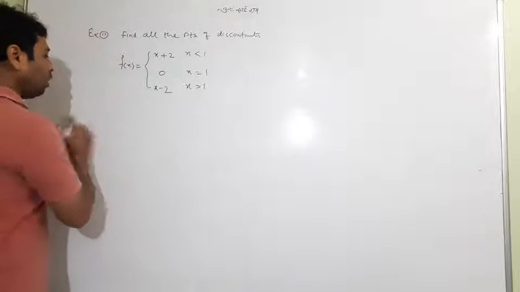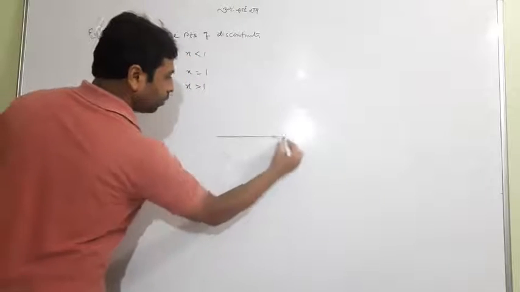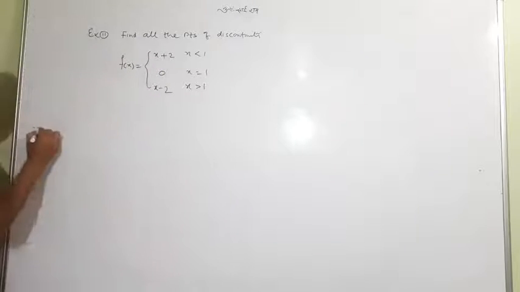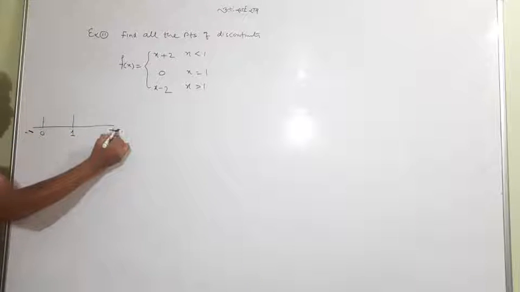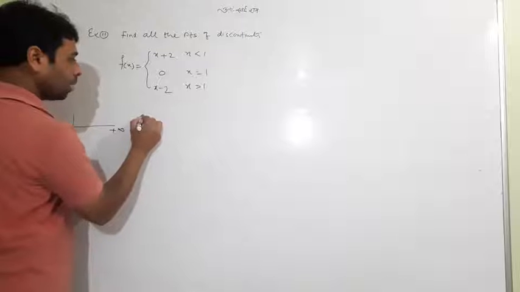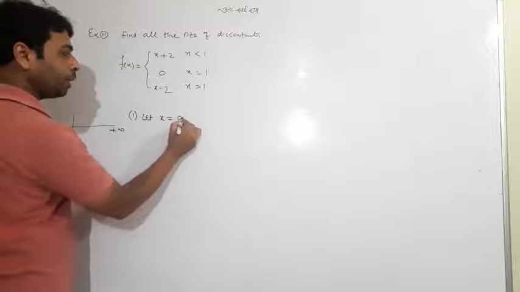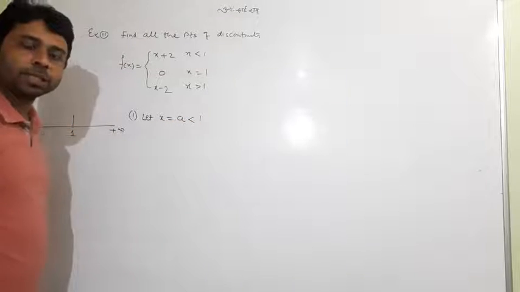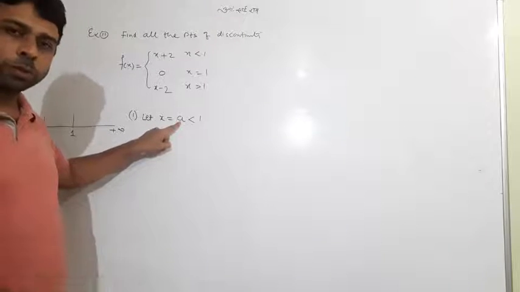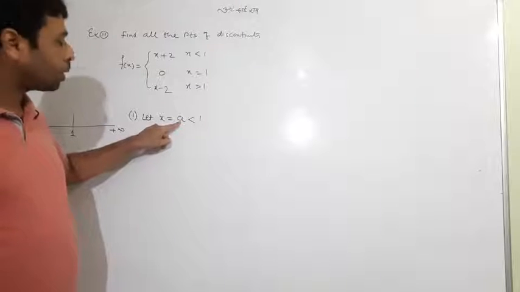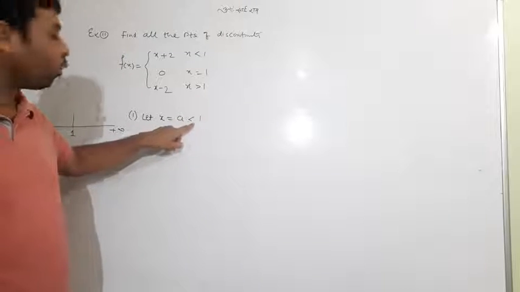So first of all, again, we'll choose the point which is less than 1. Look here. This is 1, this is 0, suppose. This is infinite plus infinite. First I'll start with x equal to any point a which is less than 1. The meaning is I have taken not x equal to 1, not 0, not minus 1, not minus 2, not minus 3, but as a symbol x equal to a, which shows all quantities less than 1.